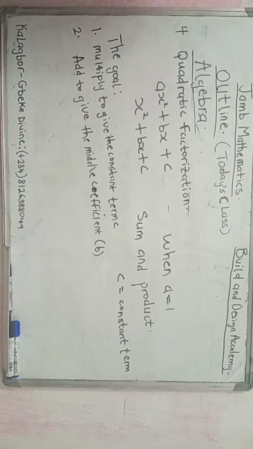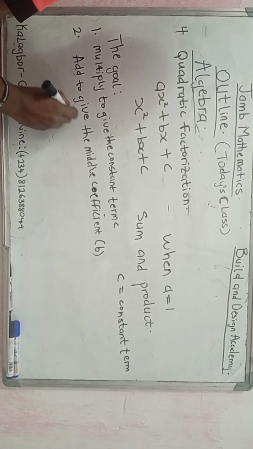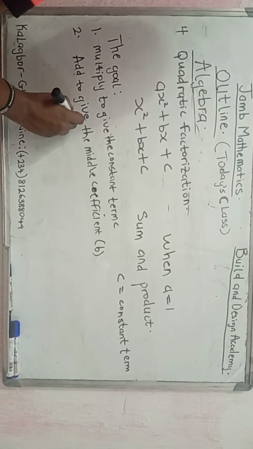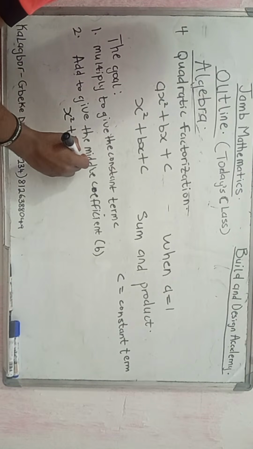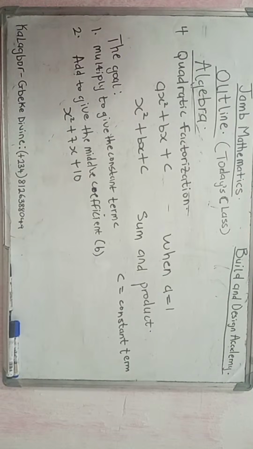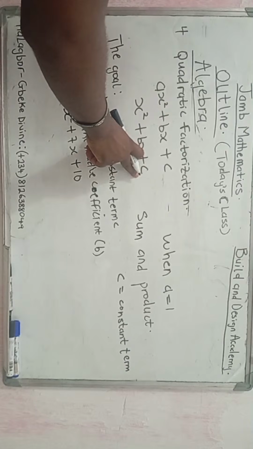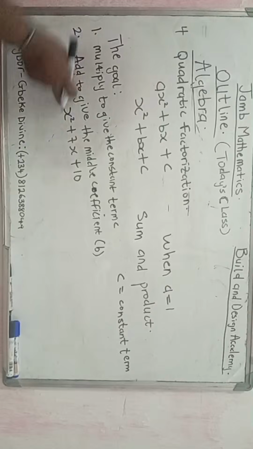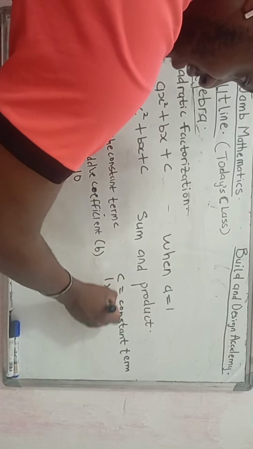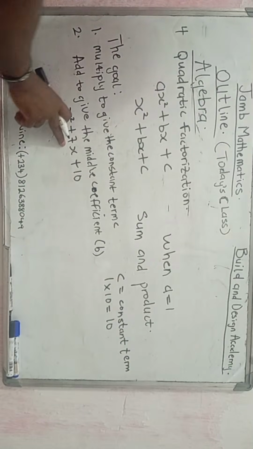So let's take an example. We have x squared plus 7x plus 10. Now, 10 here is the constant term. So if we do 10 times the coefficient of x squared, the coefficient is 1, right? So we'll do 1 times 10, which will give us 10, which is the constant 10. And our middle term is 7.